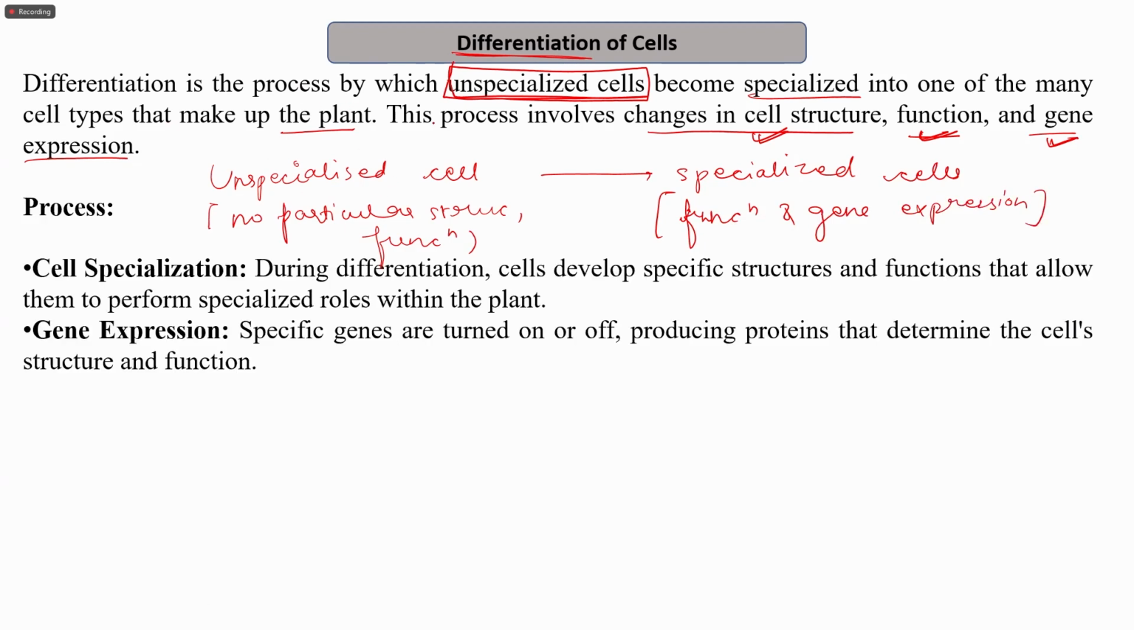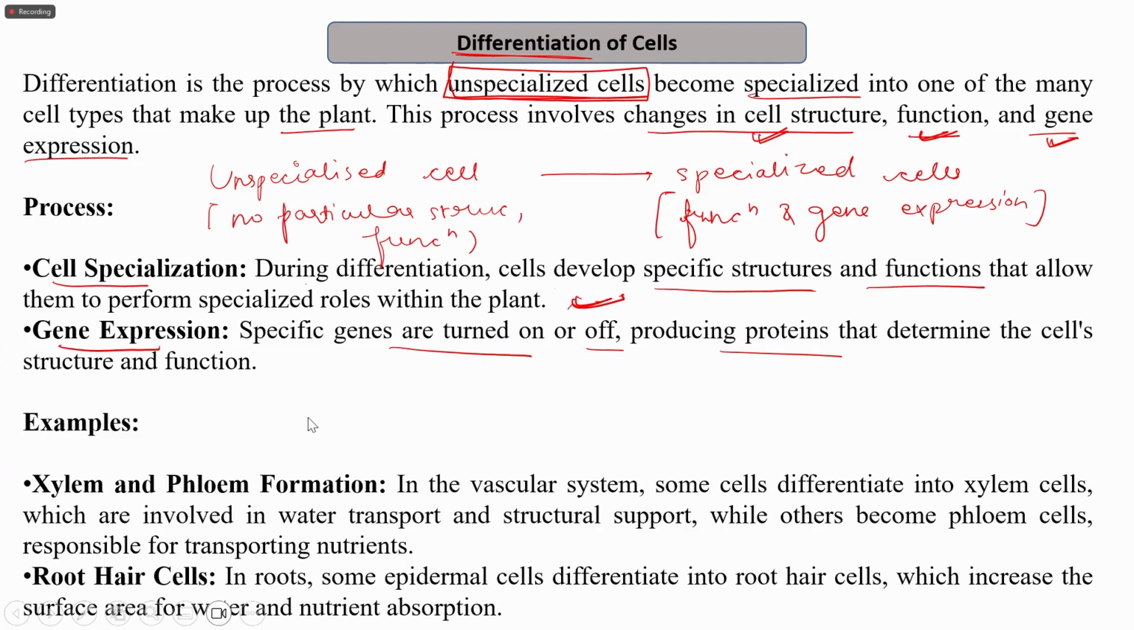So the process of differentiation involves cell specialization and gene expression. During differentiation, cells develop specific structures and functions that allow them to perform specialized roles within the plant. This specialization is being acquired by the cells, and certain genes are being turned on or off, producing the proteins that determine the cell's structure and function. Therefore, the changes in gene expression take place so that the cells can perform a particular function.